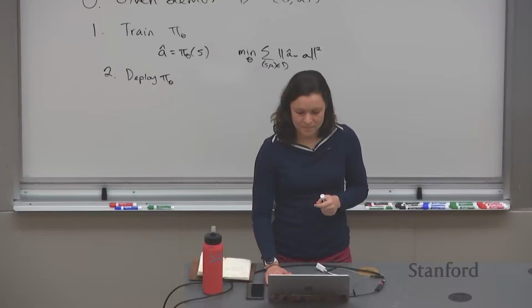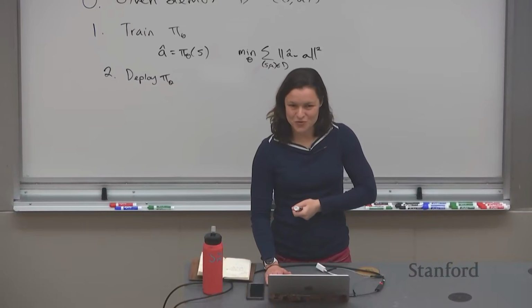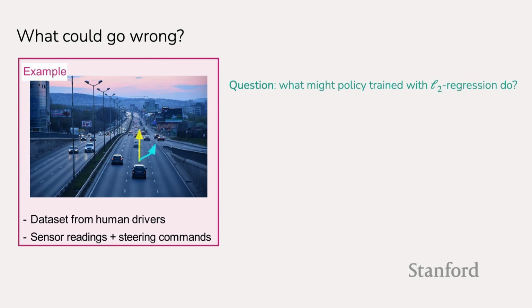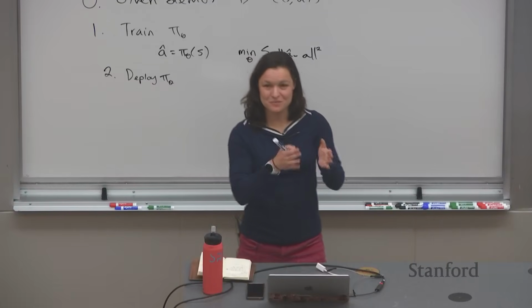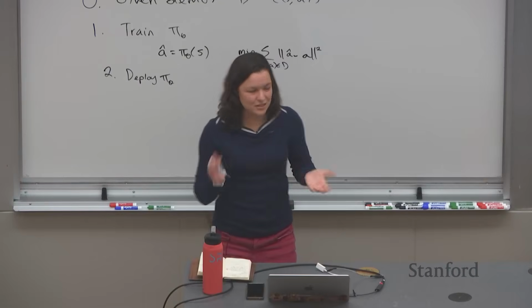Now, a question for you. If you train a policy with L2 regression on a data set that has these kinds of examples, what would a policy that was trained with L2 regression do in a situation like this? Yeah, so the policy might go to the middle of the two lanes. And let's see why that is.